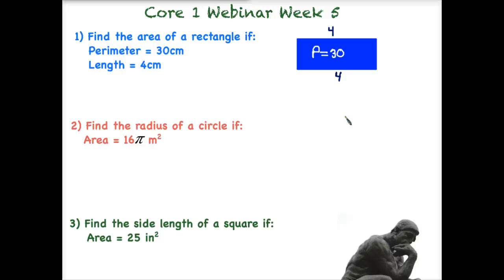You're right. You're exactly right. That is the perimeter, adding up all the sides. Good. So perimeter is distance around. So if I take this side plus this side plus this side plus this side, I should get 30.